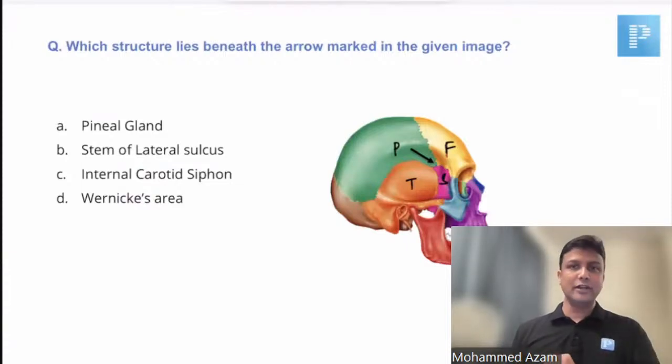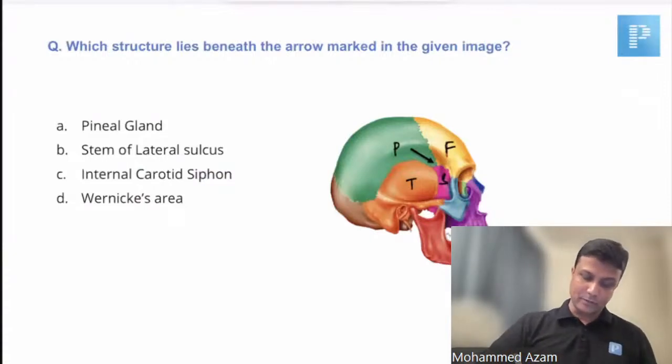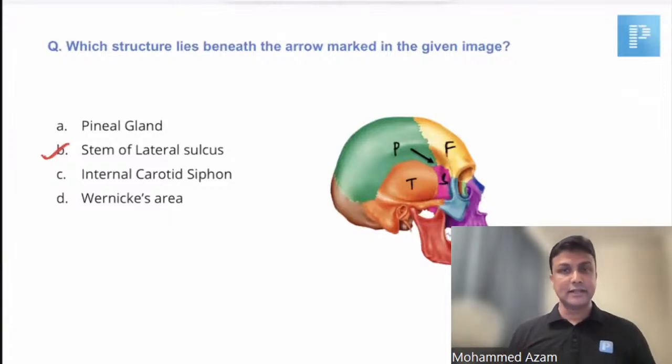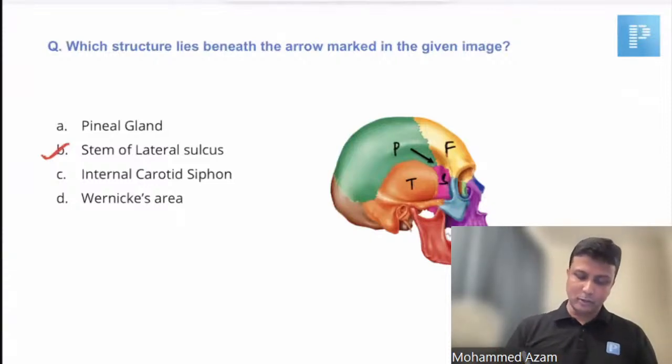Now, what we have to learn here is what are the structures which are going to lie deep to the Pterion. Yes, out of all these options, let me first of all tell you the correct option here: the stem of lateral sulcus. The stem of lateral sulcus is the right option. Of course, the pineal gland cannot be present over here. We have learned about the pineal gland in the posterior wall of the third ventricle, so it is way behind. It is not just beneath the Pterion here. It can't be the option.